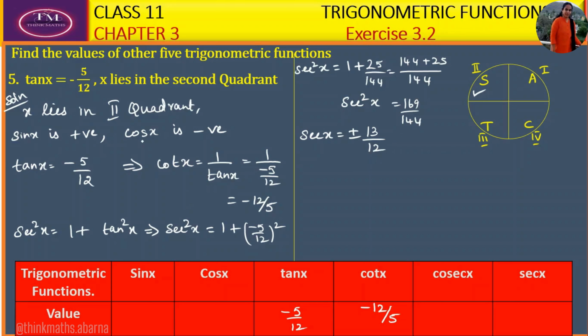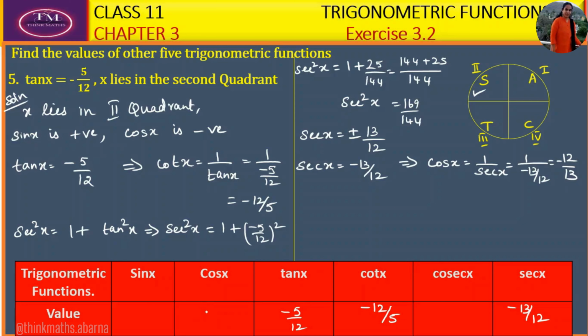Now who is secant x? Secant x is the inverse of cos x. Cos x is negative. So secant x will also be negative. So it is minus 13 by 12. So from this we can find out cos x, which is 1 by secant x. So it is 1 by minus 13 by 12. So minus 12 by 13. So we found out secant x, which is minus 13 by 12, and its corresponding cos x is minus 12 by 13. Now we have to find out sin x.